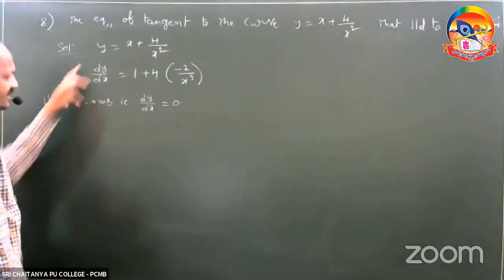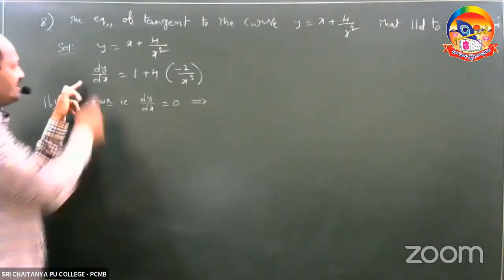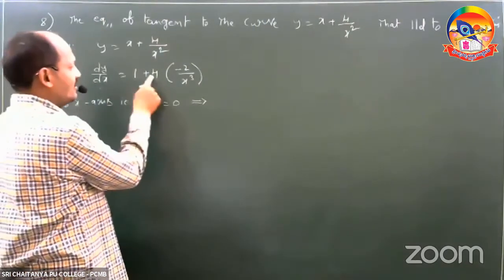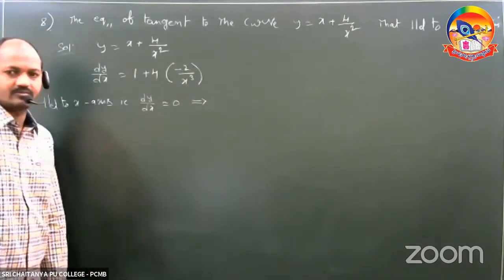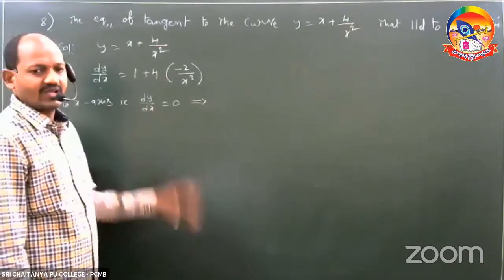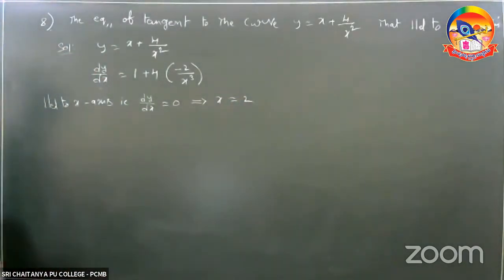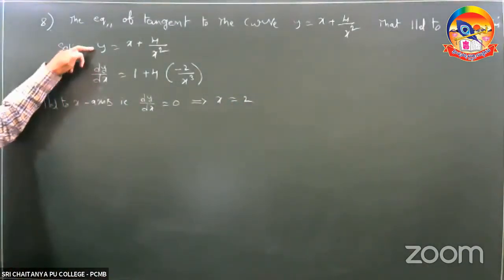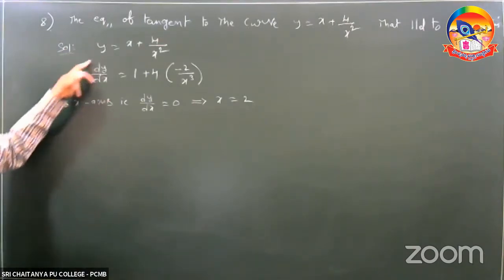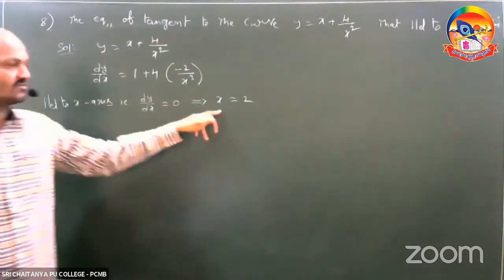If dy by dx is equal to 0, what about x value? So 0 is equal to 1 minus 8 by x cube. So 8 by x cube is equal to 1. x cube is equal to 8. What about x value? It is 2. Okay? So it is a given curve, its derivative. It is parallel to x-axis, that means the slope is 0. If slope is 0, then we get x value 2.